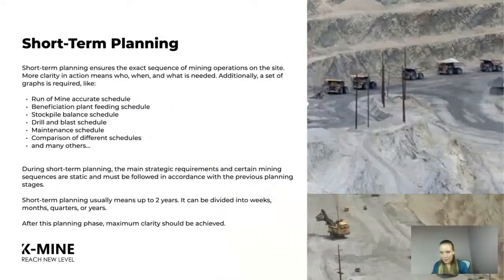So the next planning is short-term planning, and it's the most time-consuming process because you need to account for so many factors that affect planning of mining operations. Usually short-term planning is not more than 2 years, and it could be split by weeks, months, quarters, or years. And the main goal of this planning is to provide the most accurate mining sequences on the site. So that means it should be clear who, when, and what is required for each shift. Very often you also need to take into consideration the schedule of run of mine, maintenance, drill and blast, stockpile balance, processing plant feeding schedule, and other factors. During this stage, the main strategic requirements and defined mining sequences are static, and they should be followed according to the previous stages of mining.